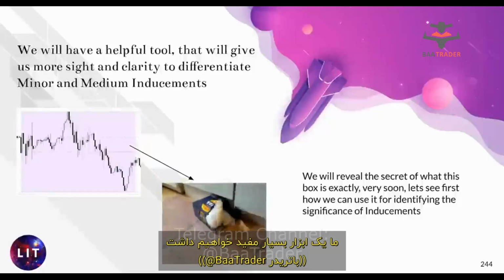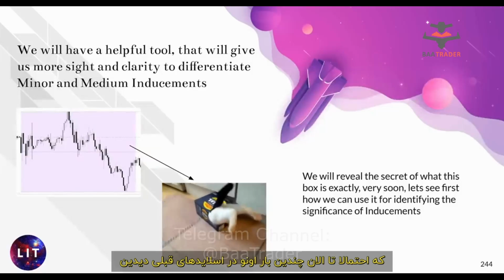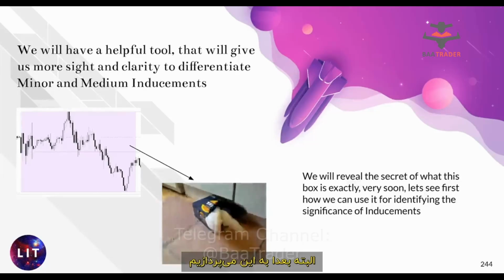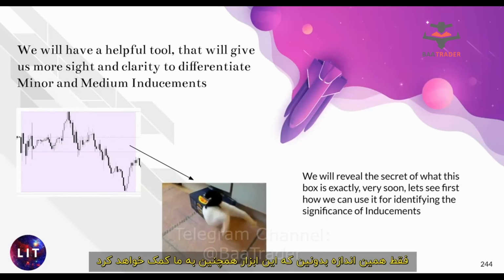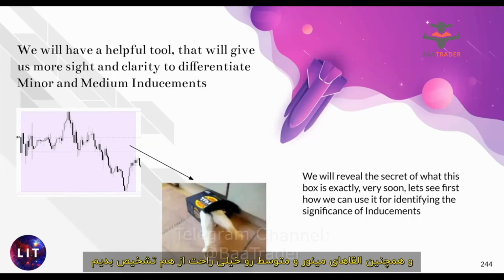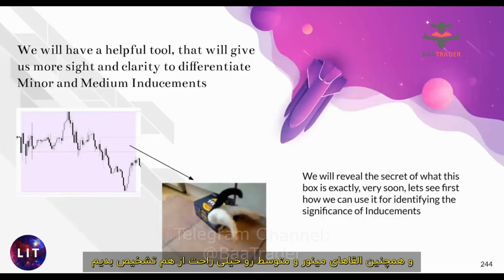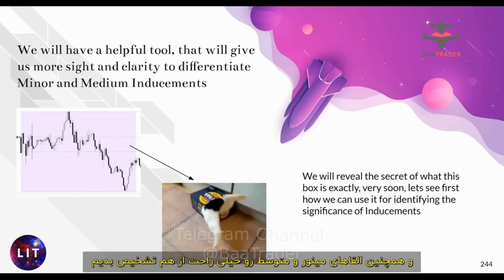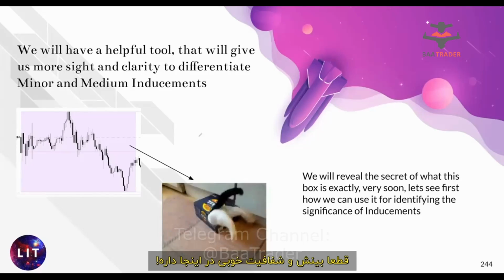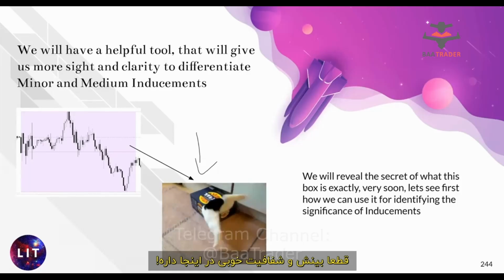We will have a very helpful tool, which you probably saw already a few times in slides before. And you were asking, what the hell is that? Of course, we will dig into that later. For now, just understand that it can help, and definitely not only can, but will help us to get more sight and clarity, and to differentiate minor and medium inducements very easily. And as you can see, this cat right here definitely has good sight and clarity.